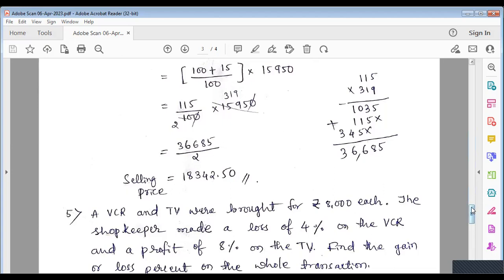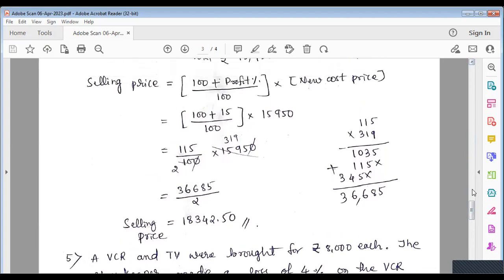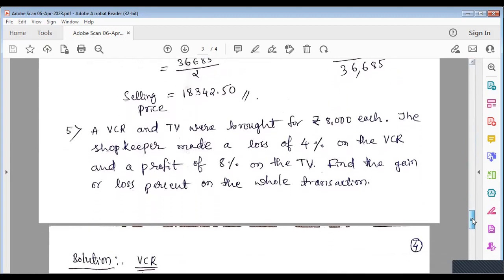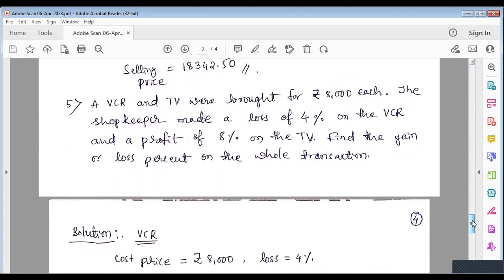So in this way, all the problems we are converting into profit and loss, and we are solving it. Next problem. A VCR and TV were bought for rupees 8,000 each. The shopkeeper made a loss of 4% on the VCR and a profit of 8% on the TV. Find the gain or loss percent on the whole transaction.